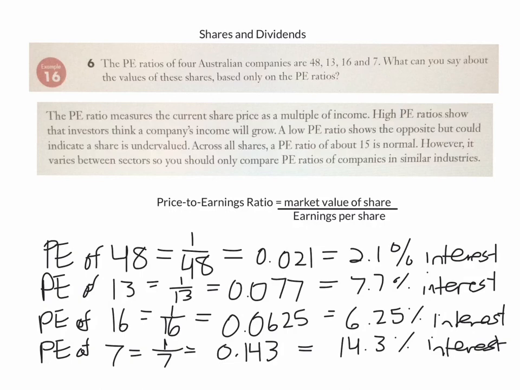If you wanted to go into further depth, you can say that investors have a lot of confidence in the company with a PE of 48, mediocre confidence in those with 13 and 16, and less confidence, being very pessimistic about a company with the PE ratio of 7.